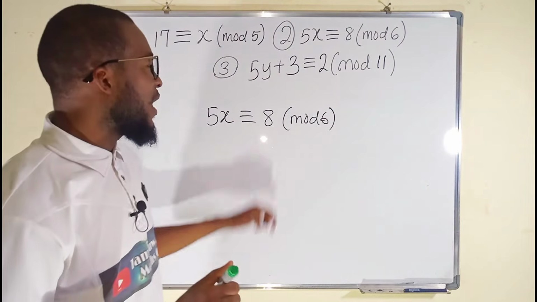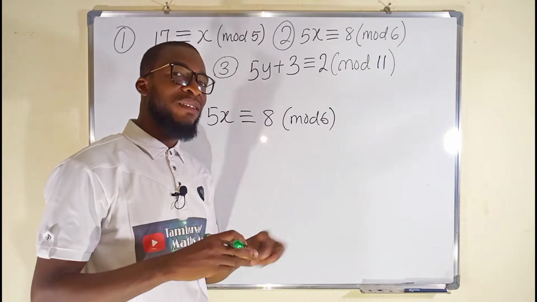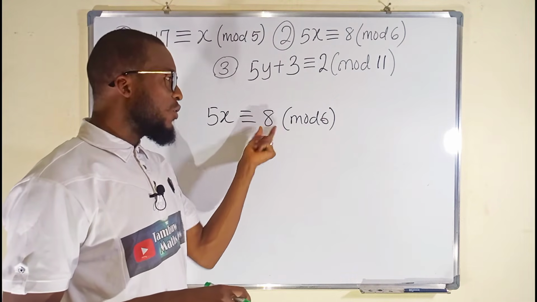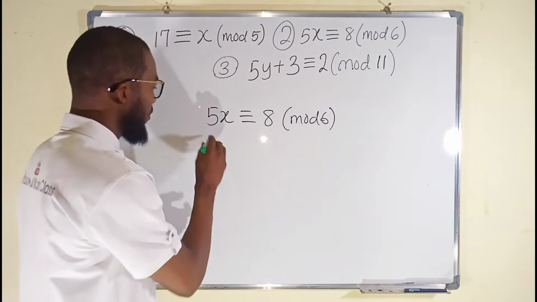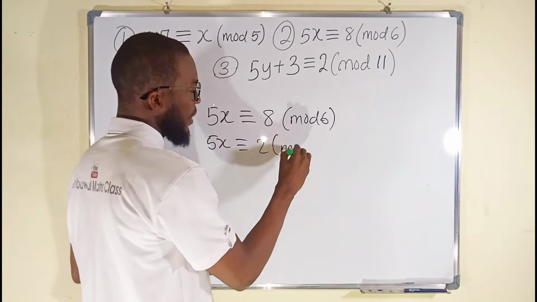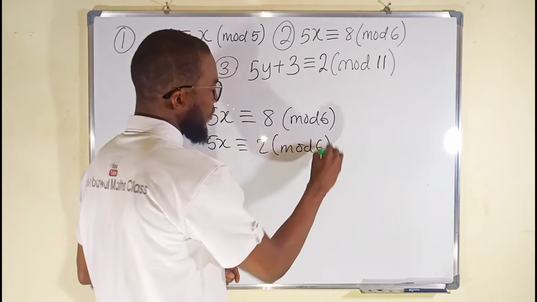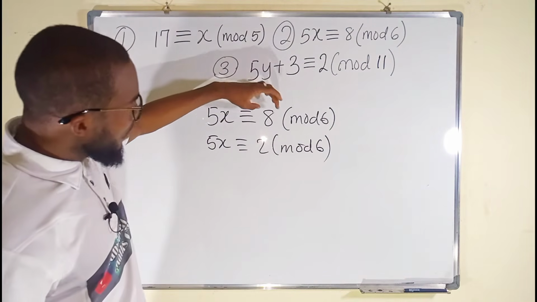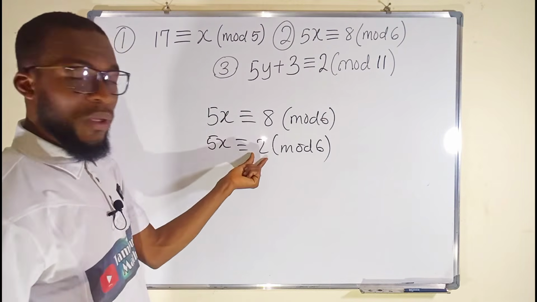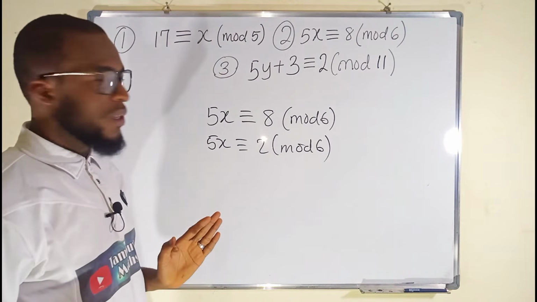Remember I told you that the highest we can have is 1 less than the mod itself, but this time around we have 8. We can reduce this to 2. It's the same thing. So we have 5x equivalent to 2 in mod 6. Because if you divide this by 6, you're going to get 1 with a remainder of 2. So this and this mean the same thing.